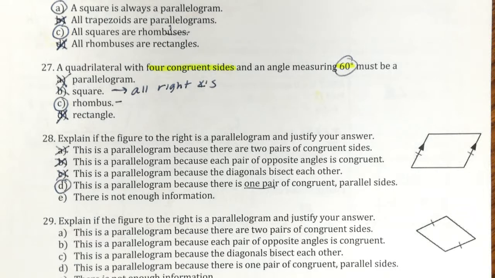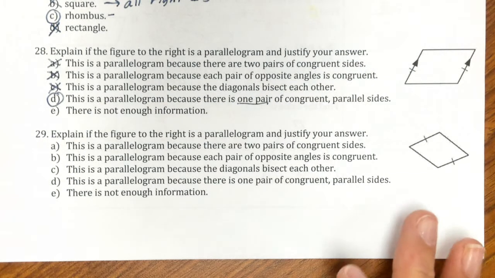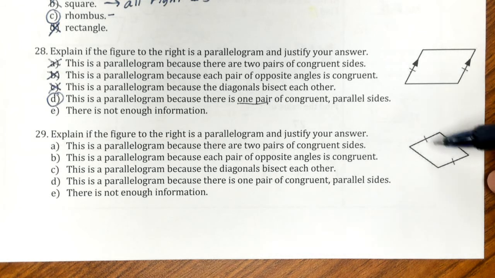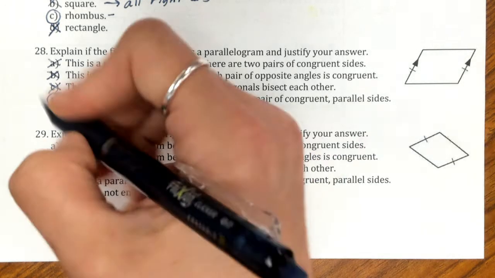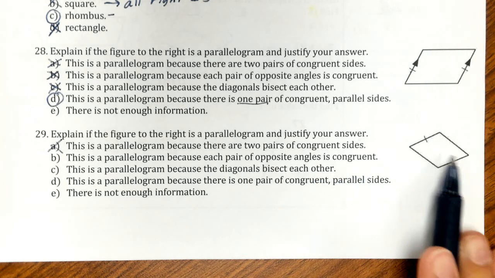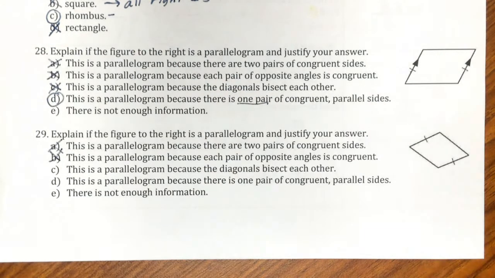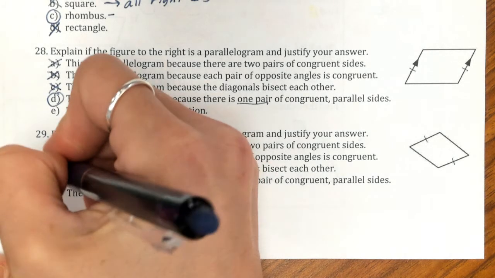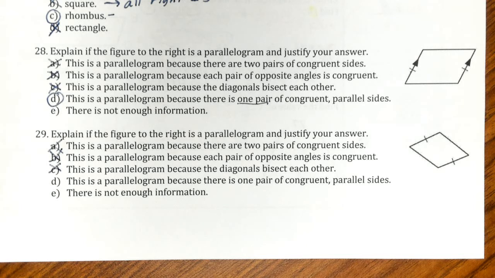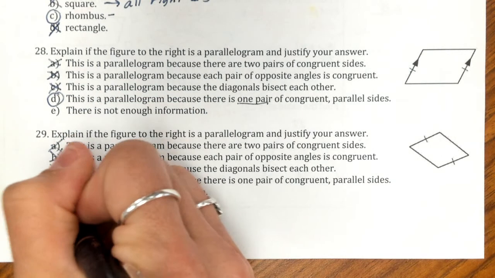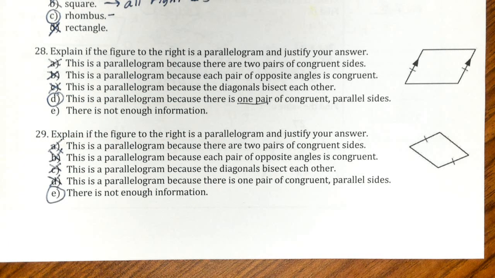Number 29, same thing. Let's look at that picture. It's going to have, I believe, the same answer choices here. Two pairs of congruent sides. Again, only one pair of sides is marked congruent. We can't just go mark the other one congruent. So we can't use that. Each pair of opposite angles is congruent. I don't see angles marked congruent. Can't do that. Diagonals bisect each other on C. Again, no diagonals are drawn. We can't use that. D is talking about the one pair of congruent and parallel sides. Well, we have one pair of sides that are congruent, but it does not say that they're parallel, so we can't use that. So, unfortunately, E, we do not have enough information to conclude that this is a parallelogram.